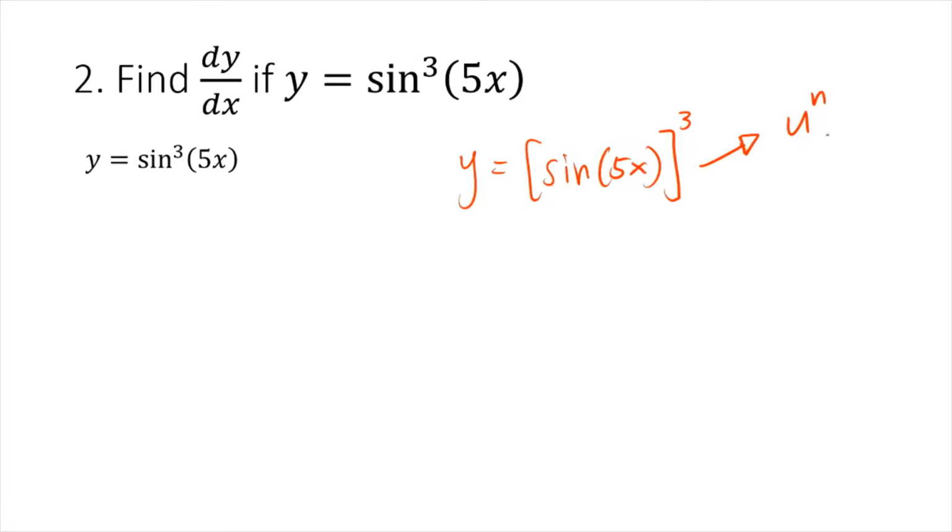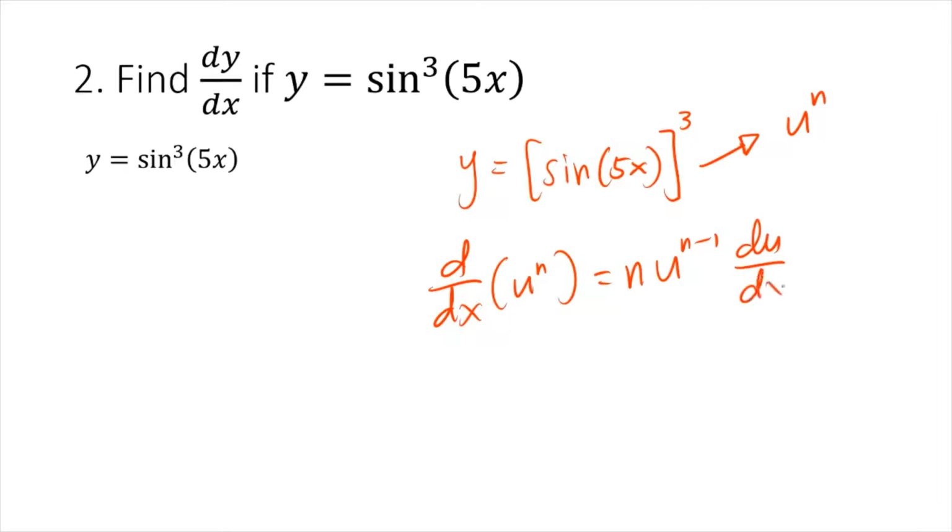And if you can still recall, expressions in this form can be differentiated using the general power rule. The derivative with respect to x of u raised to n, where n is constant and u is a function of x, is equal to n times u raised to n minus 1 du dx. Where u in this case is sine 5x. So this is u, and n is 3.